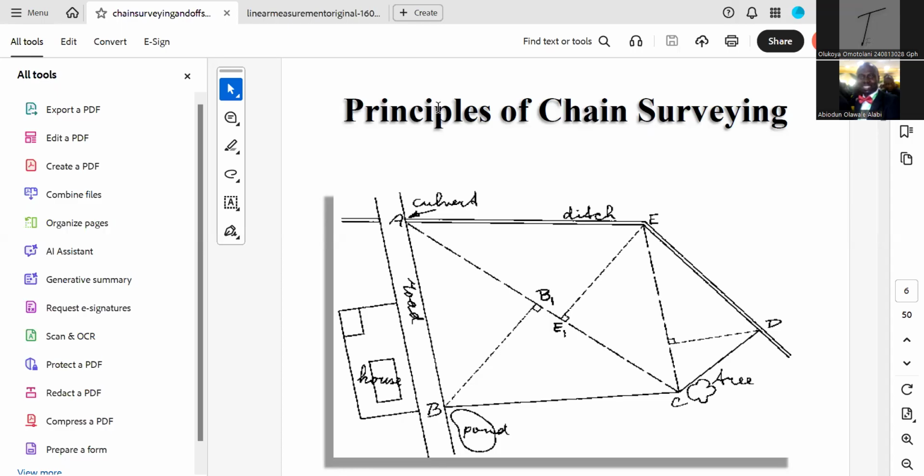I've told you, I think in the first class, I was discussing the primary or major classification of surveying: the geodetic survey and the plane survey. I discussed that plane survey deals with a plane or a flat surface, while the geodetic survey deals with a curvilinear or curved surface.